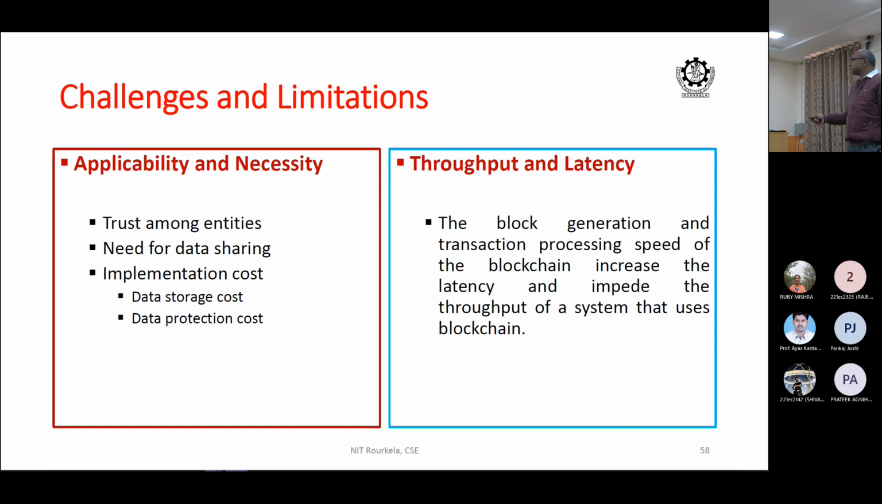Another problem with the blockchain is throughput and latency. IoT generates volumes of data, but if you are putting this data in the blockchain, there is a latency associated with every data item generated. Putting it into the chain, the block generation and transaction processing speed of the blockchain increases the latency and impedes the throughput of the system that uses the blockchain.